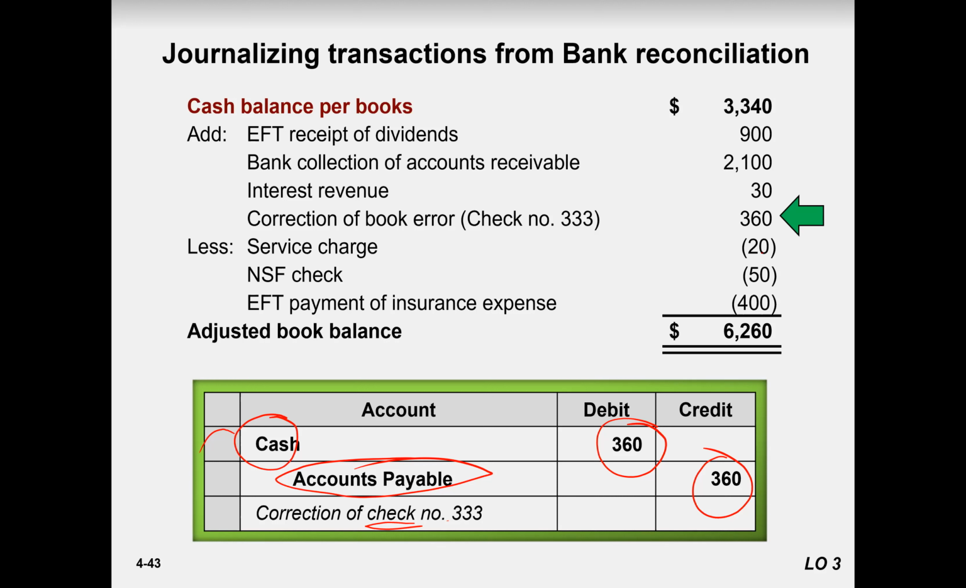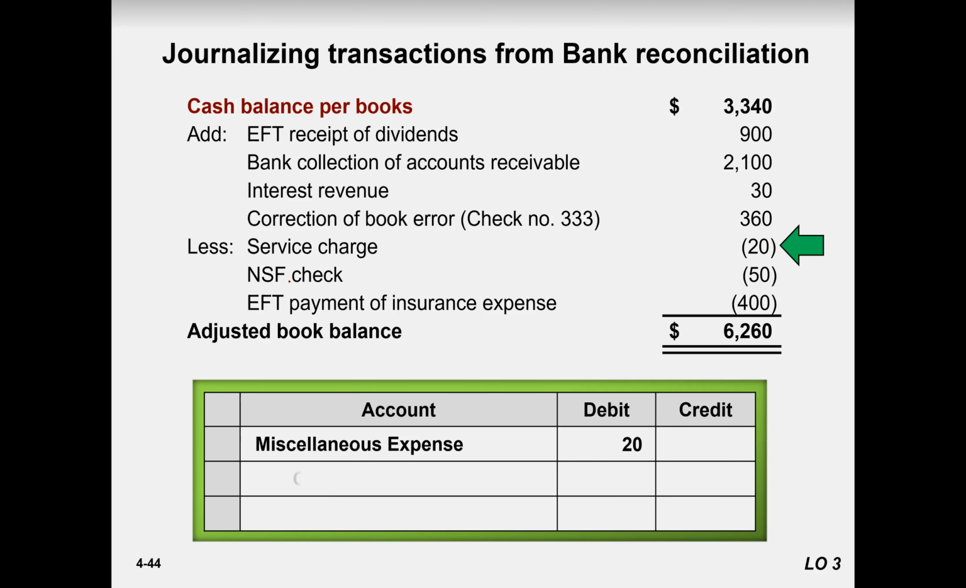Okay? And the third last is service charges. You pay service charges to the bank, expense to cash. Service charges or banking expense to cash. We have here miscellaneous expense. You can also write down the banking expense, banking service expense.